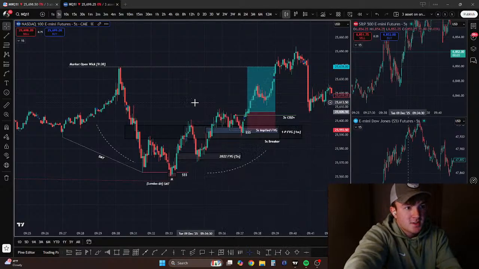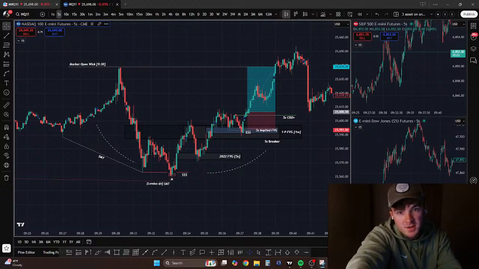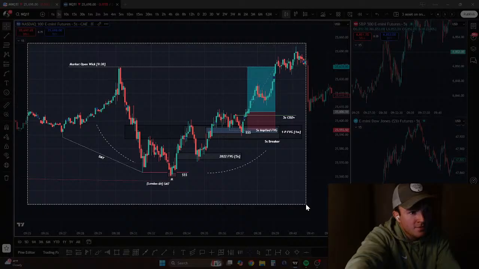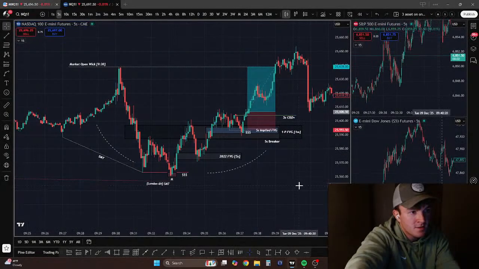Okay, let's screenshot this. So, first strike on the 5 second, aligning with the 1 minute, after we inverse the first fair value gap. Let's make a note of that.